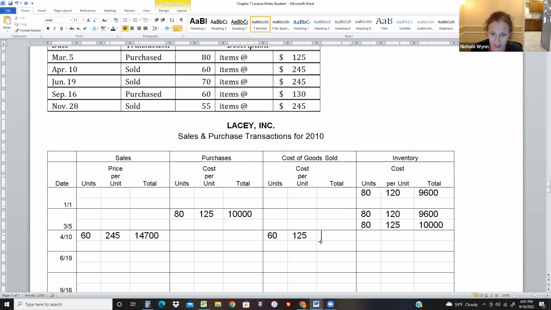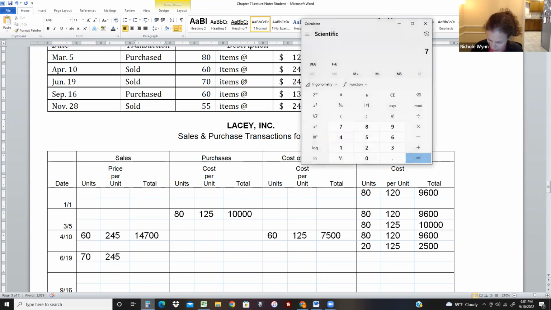7,500. So I still have 80 at 120. And now I only have 20 of my $125 units left. On June 19th, I'm going to sell another 70 units at 245. 17,150.